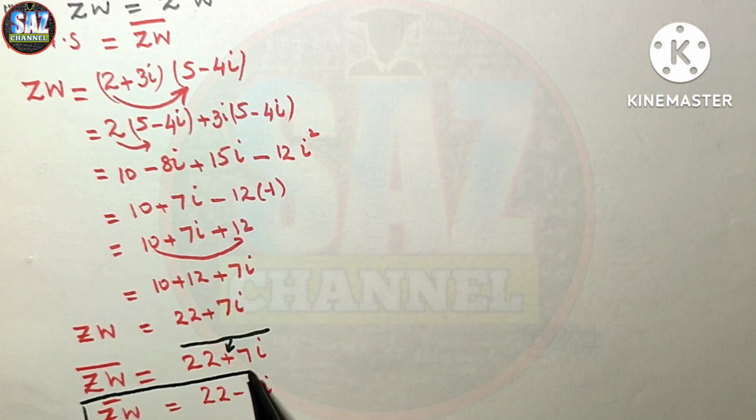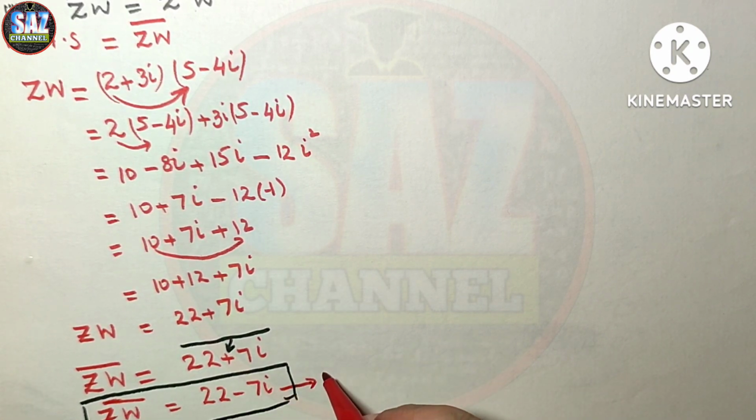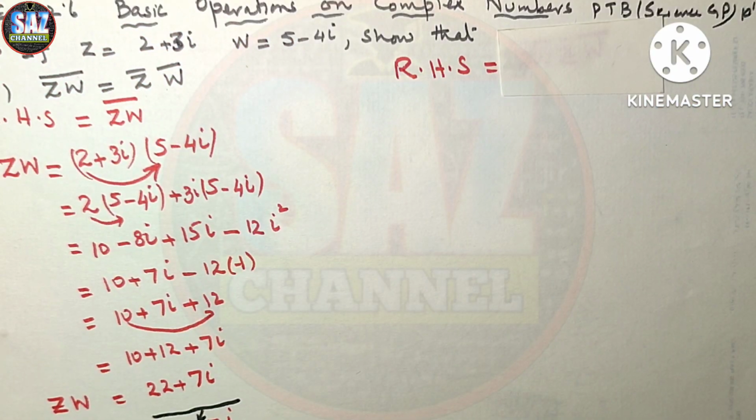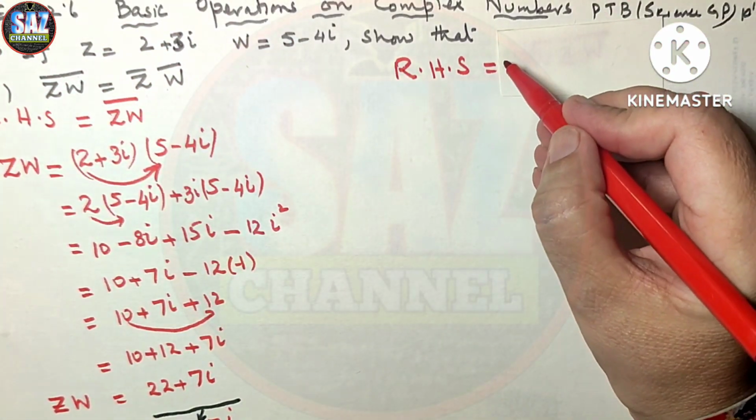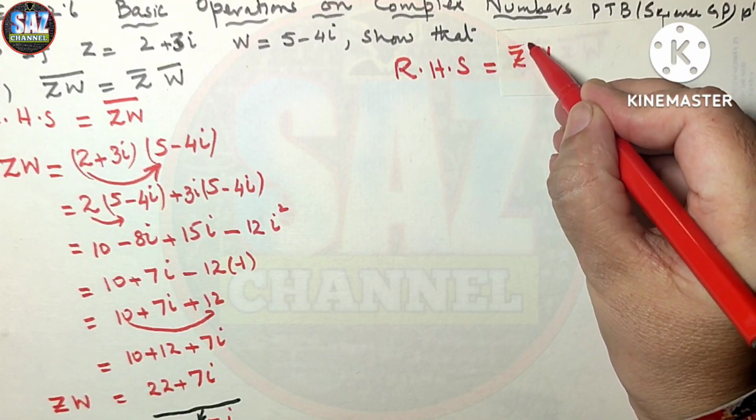Let me block this answer and give it some number. Let me write my bar properly as well, because all efforts are to facilitate the students, so that my students should not get a wrong message. Let it be A or B or 1, it is your choice. And now let us take the right hand side, and the right hand side is Z bar times W bar.